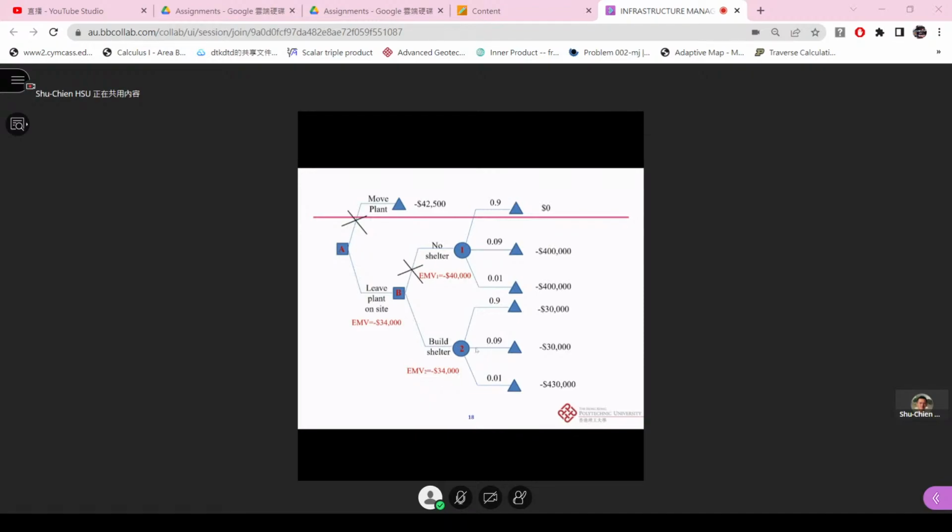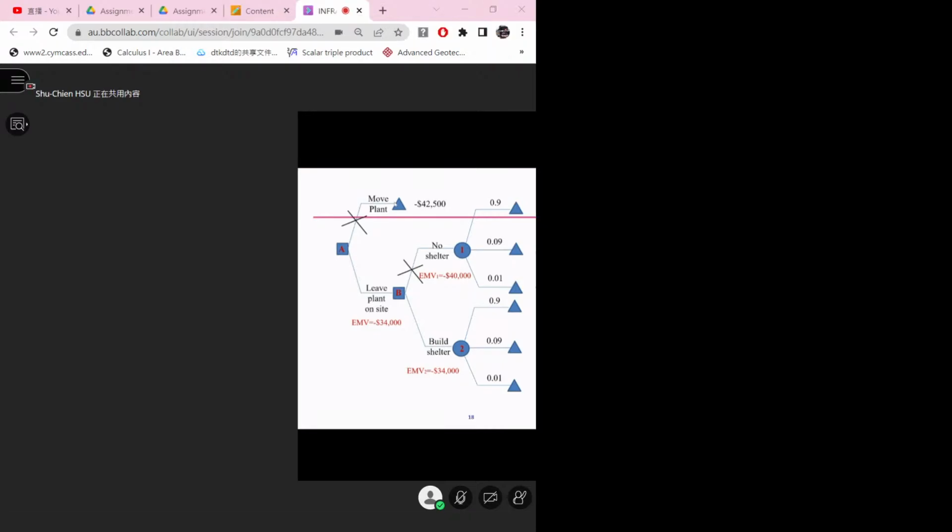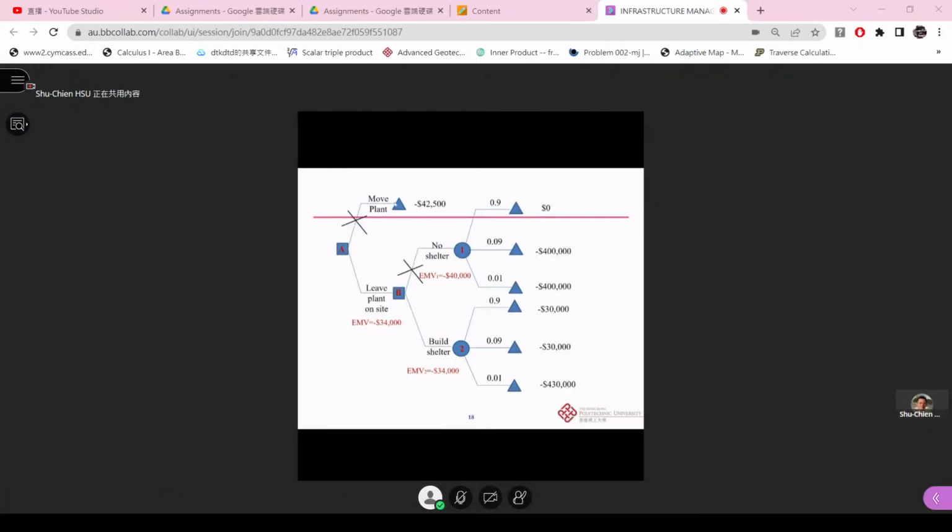Of course, we will select the lower cost value, which is the builder shorter. So for decision node B, the EMV is equal to negative 34,000. Then we compare with the other decision, which is move plan, at negative 42,500. We find that leaving the plan and building a shorter one is the best alternative for example 2. All right, clear?